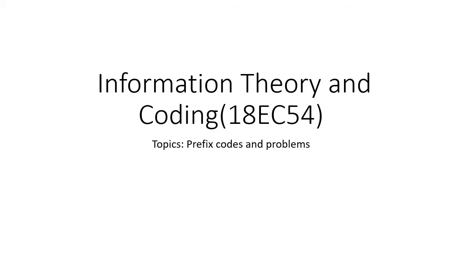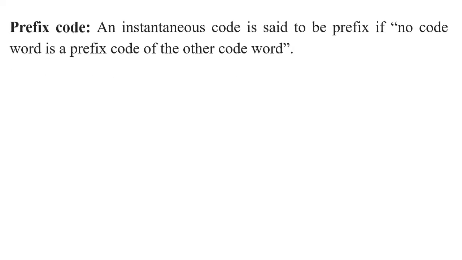Students, this video lecture is on the subject Information Theory and Coding. In this class, we'll study prefix code and the problems. Prefix code: an instantaneous code is said to be a prefix code if no code word is the prefix of another code word. That is, if we have the first symbol as 0, that 0 should not be the prefix of the next symbol's code word.